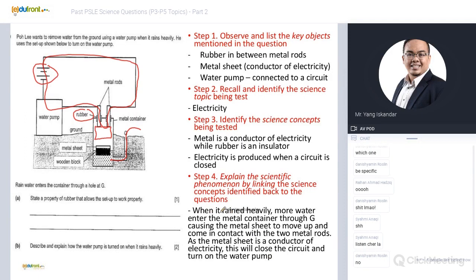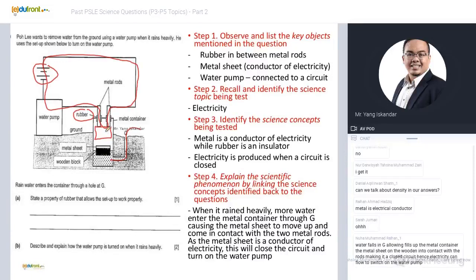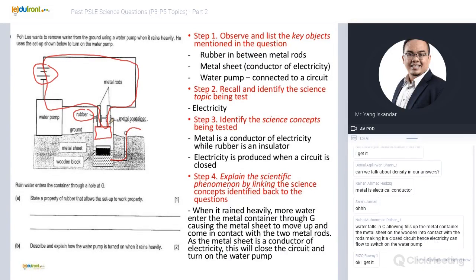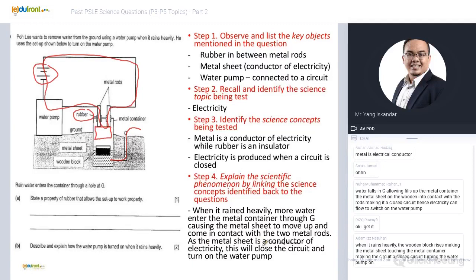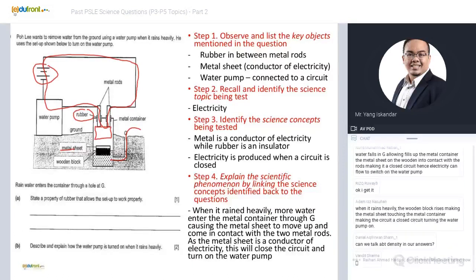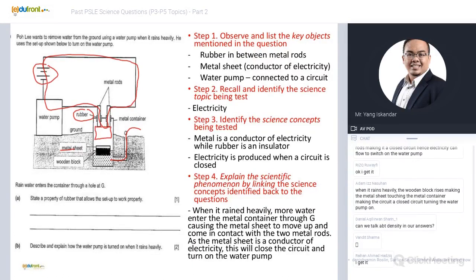So I repeat, when it rains heavily, more water enters through G, causing the metal sheet to move up and come in contact with the two metal rods. As the metal sheet is a conductor of electricity, it will form a closed circuit, and hence the water pump will work and pump out the water. Okay, can, class? Easy, yeah? Okay, let's move on to the next topic.